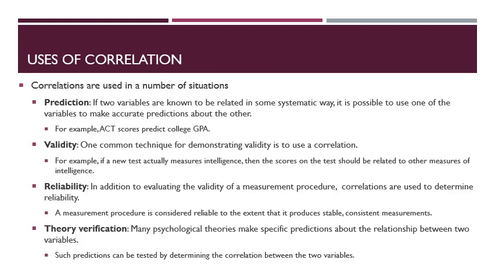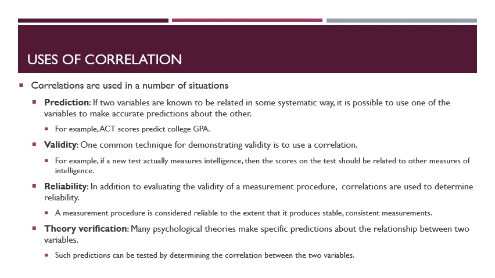Why would we use correlation? They're used in a number of situations. Prediction is probably the best one we will be using it for in this class. If two variables are known to be related in some way, it's possible to use one of the variables to make a prediction about the other. For example, ACT scores and GPA from high school and college are highly correlated, because ACT scores can predict how well you're going to do in college. They can predict your college GPA.